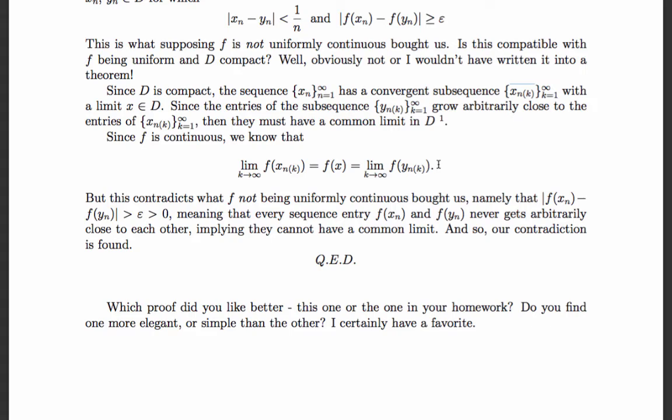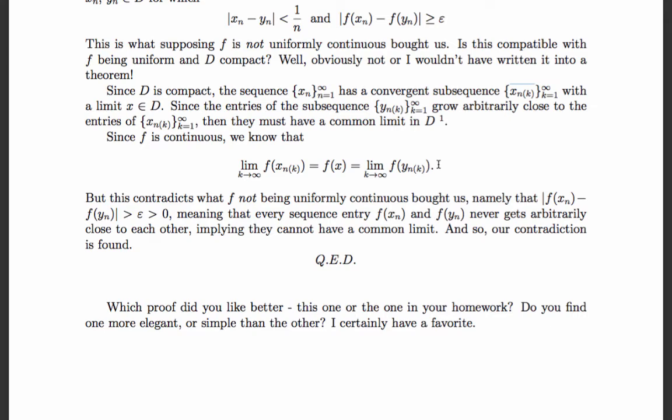Now, here's where aesthetics comes into play. We just went through one proof by using the definition of a compact set as being a set where every sequence of elements in the set has a subsequence that converges to a limit in the set. But in class and in your homework, you proved the same result using the fact that the domain is compact if every open cover permits a finite subcover.